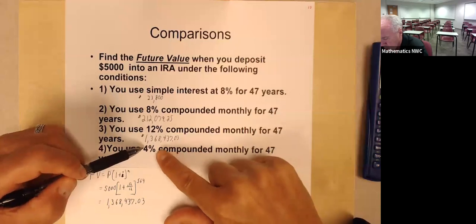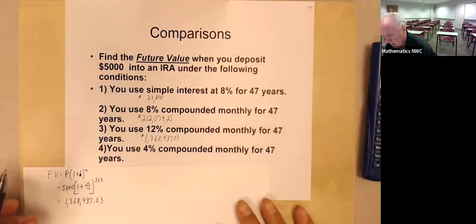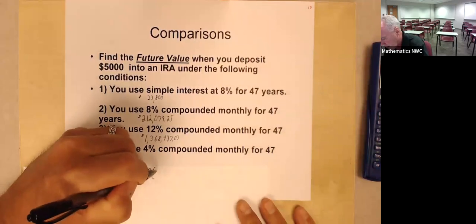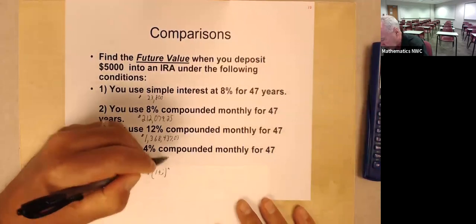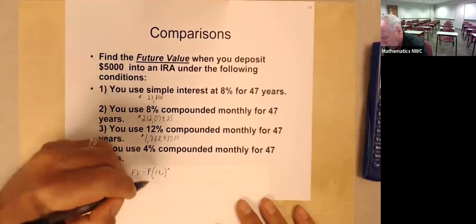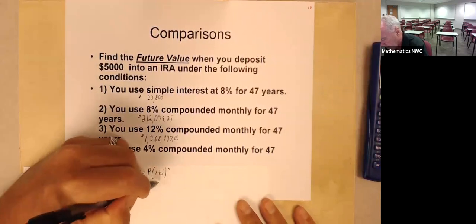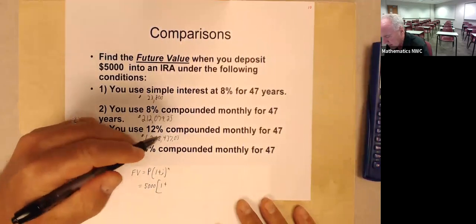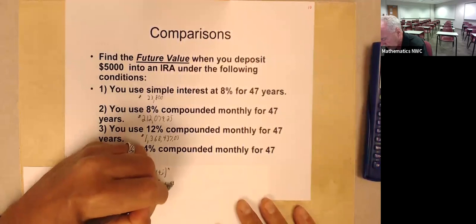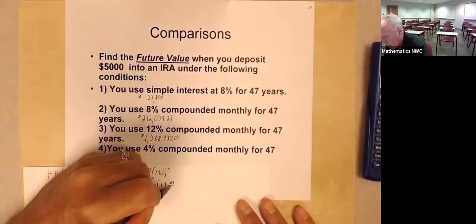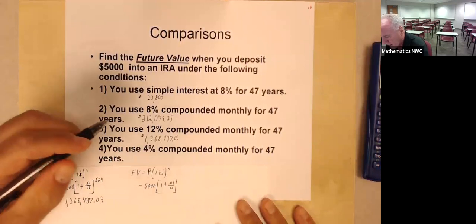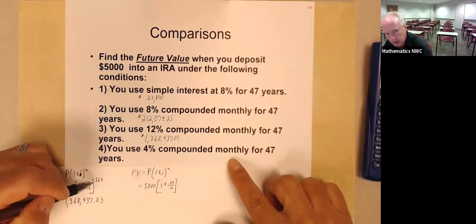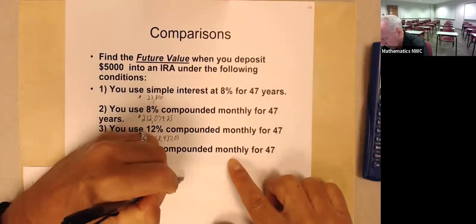Likewise, if you go to 4%, watch again the difference. Principal times 1 plus I raised to the nth. The principal is still the 5,000. The I this time is 4%. Compounded monthly means divided by 12. 47 years times 12 months, same as it was last time, 564.